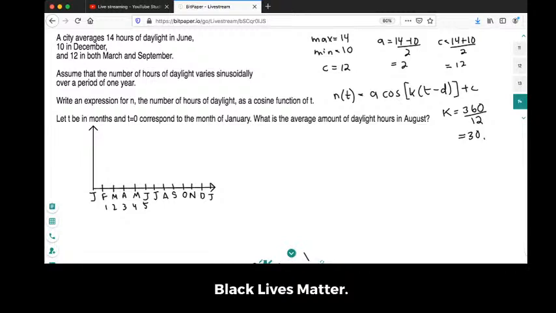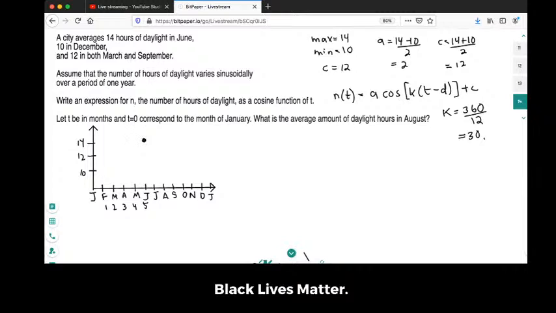And then we've got our hours. So we've got 10 and 12 and 14. They want to know, what is the average amount of hours in August? There's a couple different ways you can solve that. First of all, I want us to graph this before we do anything else. So I know that my maximum happens in the 5th month.